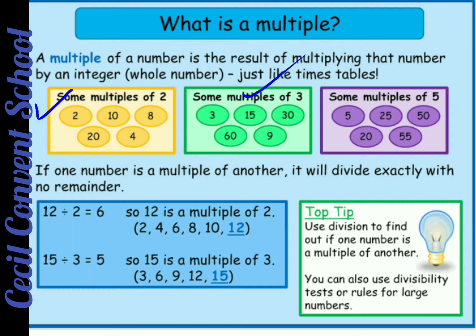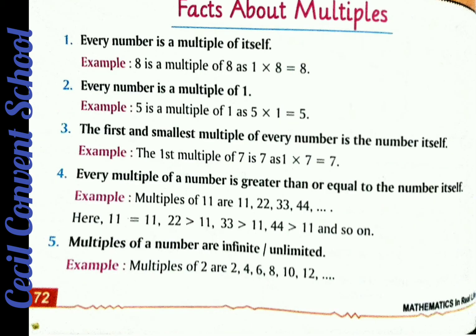If one number is a multiple of another, it will divide exactly with no remainder. Means if a number is dividing another number and leaving no remainder, it means that number is a multiple of the previous number. Clear? So 6, 12 is a multiple of 2 because we have no remainder left. Clear? So we have infinite number of multiples. Clear, students? Now these are the facts which are given on page number 72.